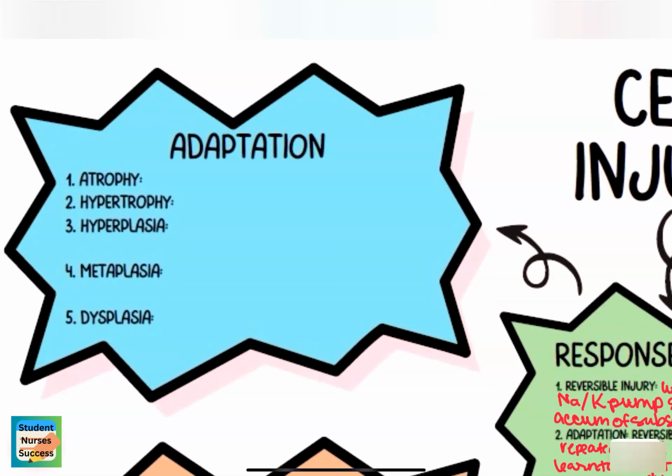Now, atrophy means that the cells shrink and reduce in function. So if you don't use something, it gets smaller. If you don't lift weights or you don't work out, your muscles will get smaller. It's a way your body kind of conserves energy. Cells can also get bigger in size. We call this hypertrophy. And when we have hypertrophy, the cell's size will actually increase in size and increase in function.